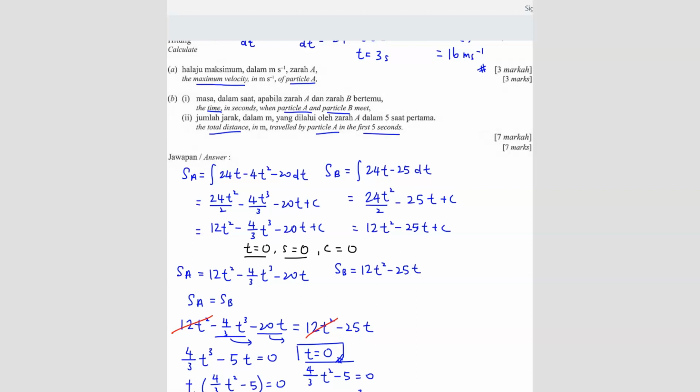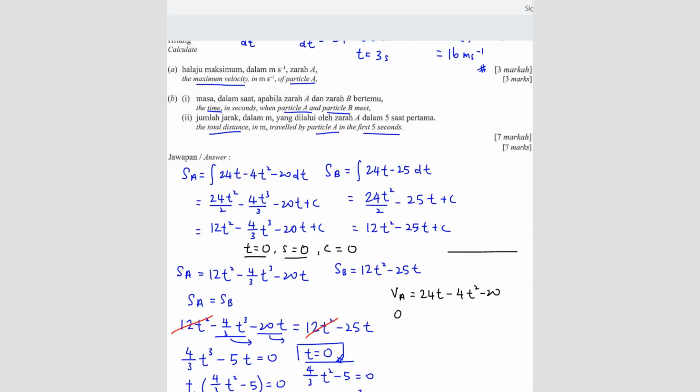Okay, so you see, we're gonna plot this graph. The velocity we have, VA, equals 24t minus 4t square minus 20, right? So we want to plot the graph, right? We know, because it's a negative 4, it's going to be an N-shaped graph. Clear? So we just have to find the intercept.